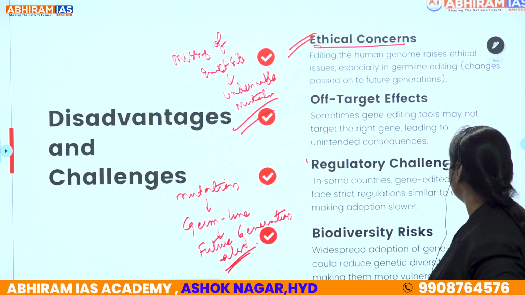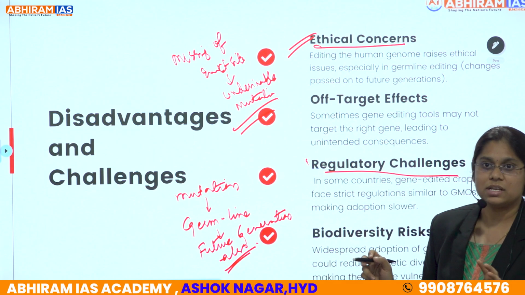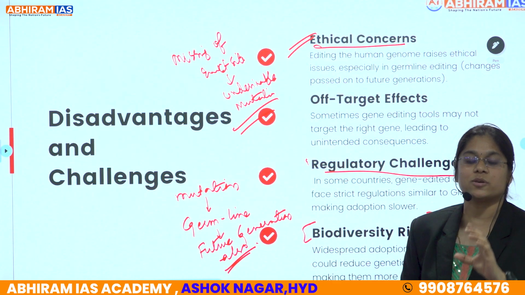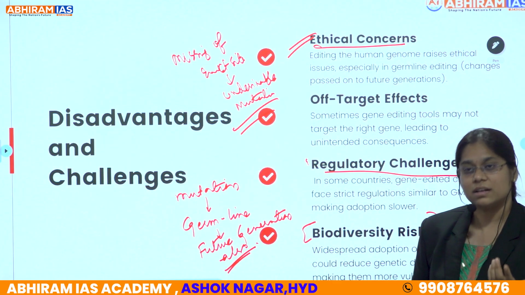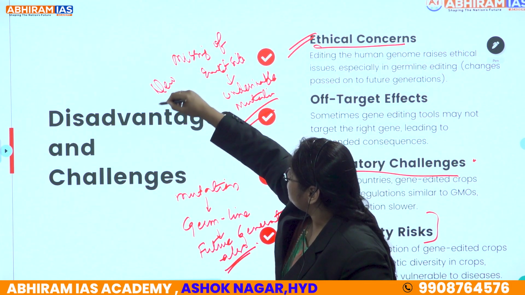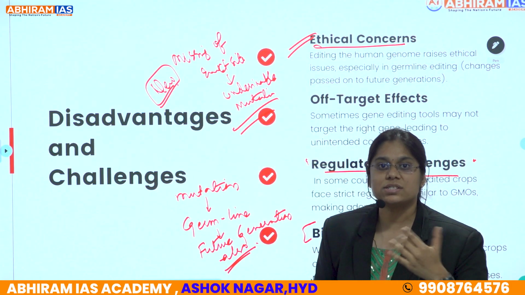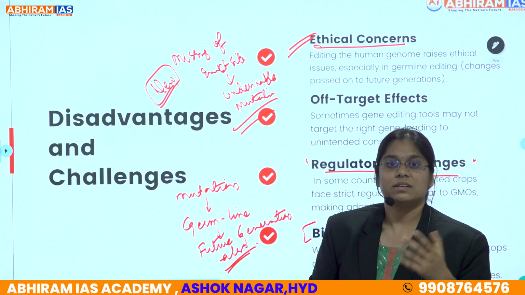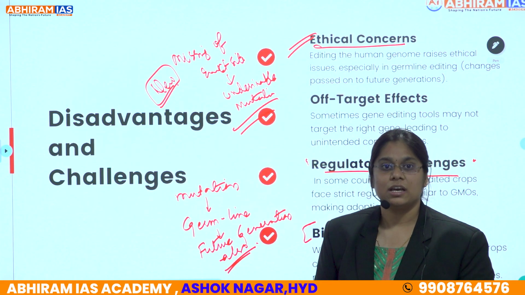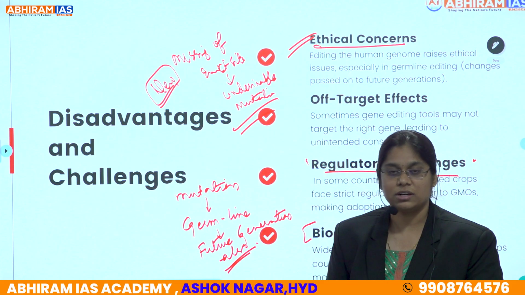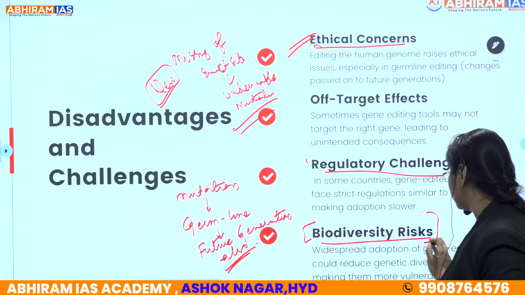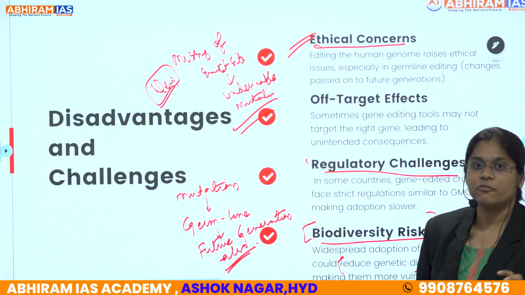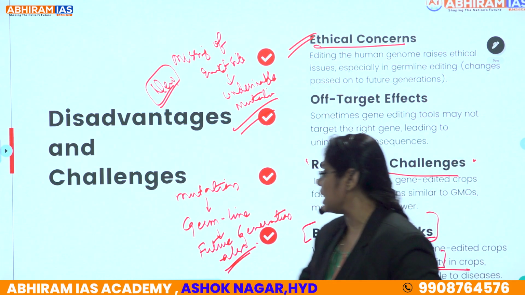Next is regulatory challenges. In some countries, the regulation is very difficult, and it is also leading to biodiversity risk, where the traditional methods of seeds are being depleted and some new methods of seeds are being introduced into the market. What happens when the traditional seeds are missed? The taste, the resistance, the resistivity and the desired trait are missing altogether. Clear? So biodiversity risk: gene edited crops could reduce the genetic diversity in the crops, making them vulnerable to diseases and also to the climate.